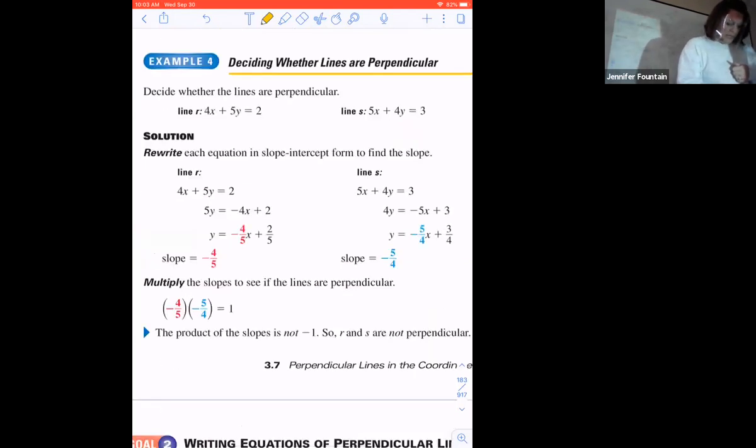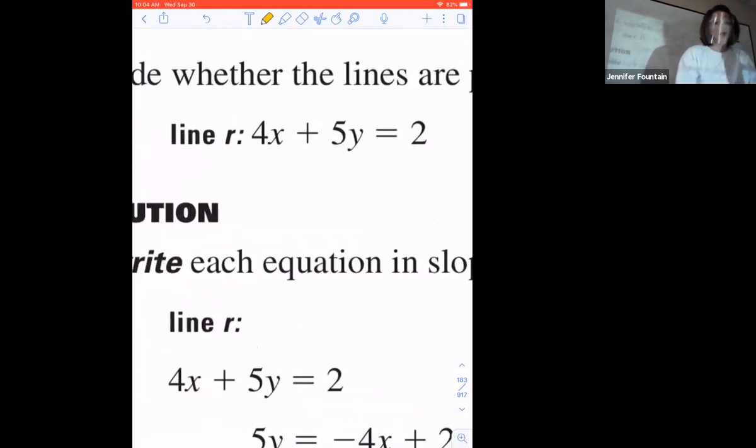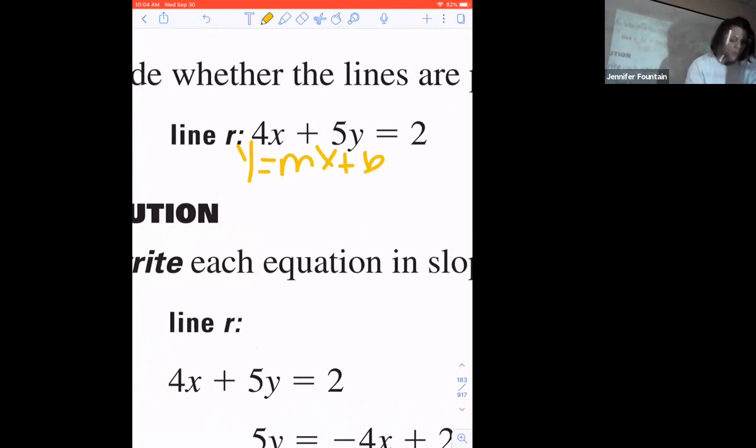All right, now look at example 4. Example 4 is going to take a little more than just looking at it or using your slope formula. I'm going to have to first convert my equation to slope-intercept form. So notice if I have 4x plus 5y equals 2, I have to put it in y equals mx plus b form. I cannot just go, oh, 4x, slope is 4. Nope, it's not.